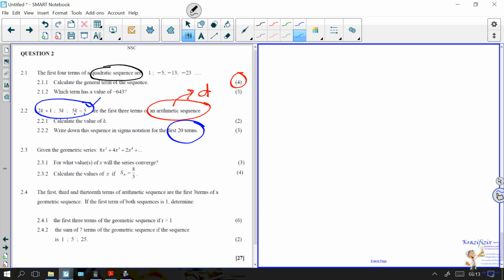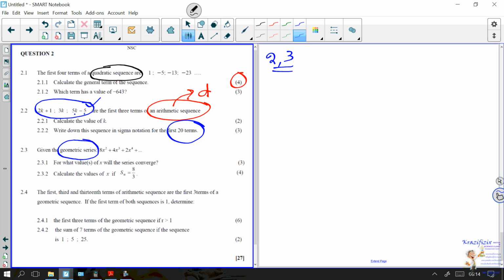Question 2.3. I hope you are enjoying the session so far. Given the geometric sequence 8x squared plus 4x cubed plus 2x. Now again, geometric. I love this paper because in one full question, we've dealt with quadratic, we've dealt with arithmetic, and we're dealing with geometric. I'm dealing with a common ratio, T2 over T1. Basically, Tn over Tn minus 1. For what values of x will the series converge?